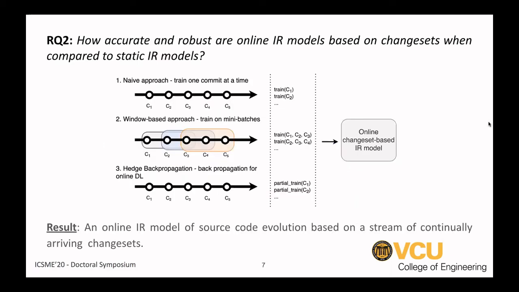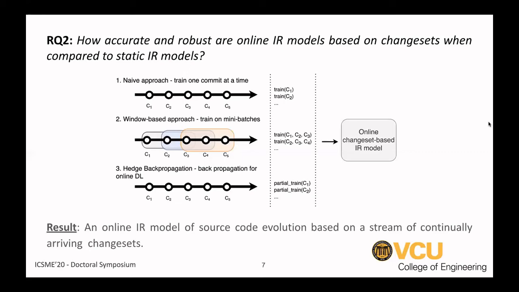Now that we have identified how to capture semantics, we will focus on building an online model. To achieve that, we will explore three scenarios. First, we will try a naive approach where we simply build the model one changeset at a time. Changesets are presented to the model in the order they were committed to a repository. Second approach is based on windows. A stream of commits will be divided into overlapping mini-batches, and each mini-batch will be presented to the model once.